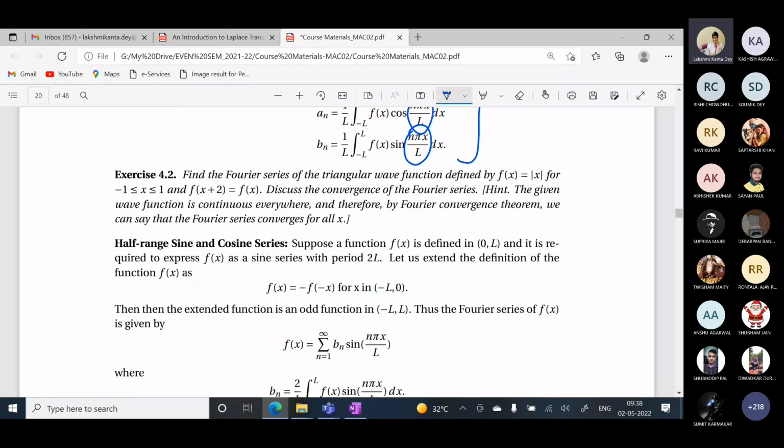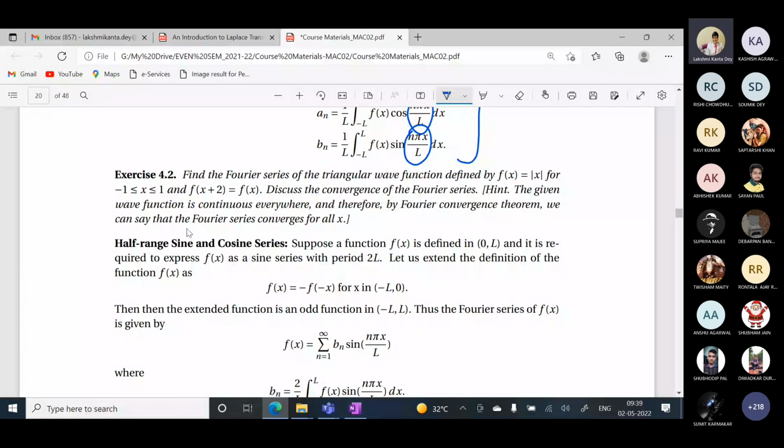So this is, if I like to find the triangular wave function defined by f(x) = |x|, where the domain of definition is -1 to 1. It is not -pi to pi. And the function is extended periodically. That means, what is the length of the domain of definition? -1 to 1, that means the length is 2. That means f(x + 2) = f(x) for all x belonging to -1 to 1.